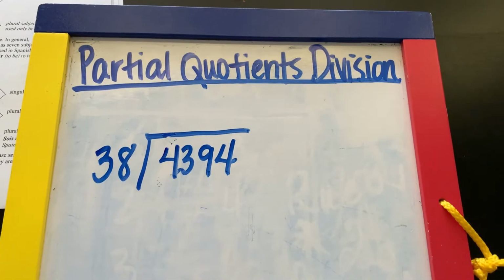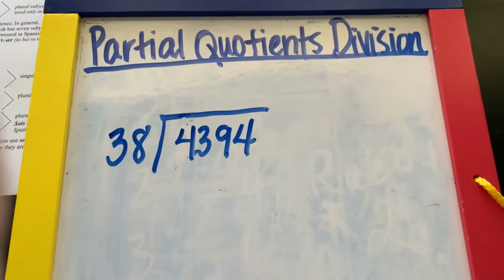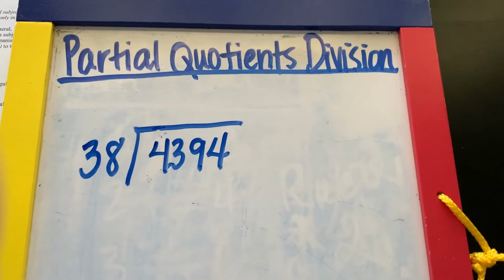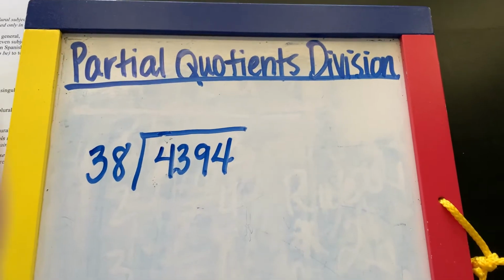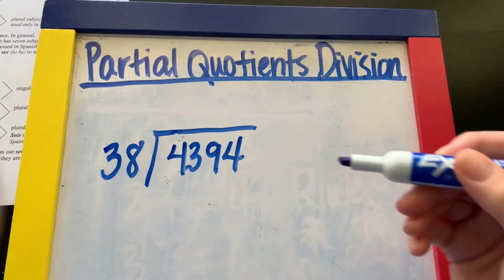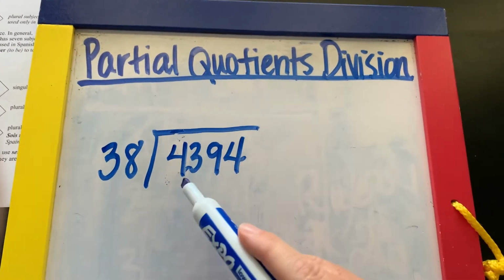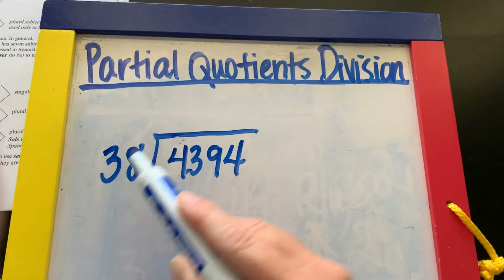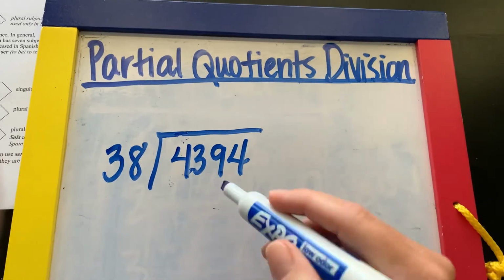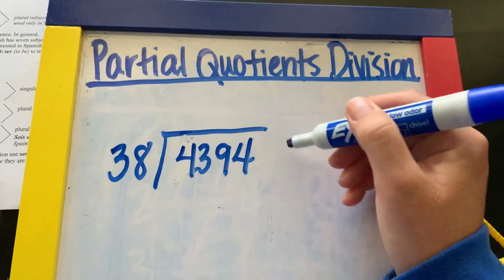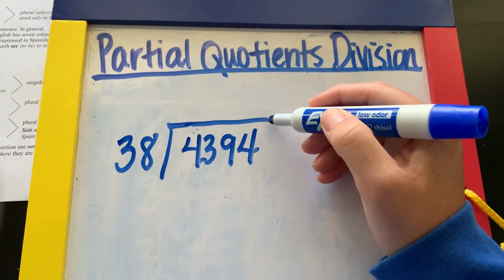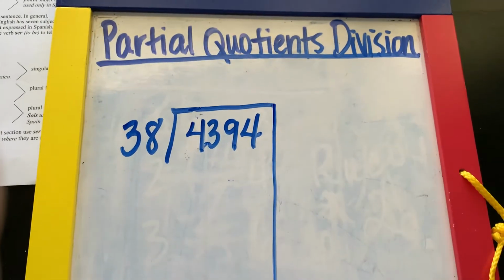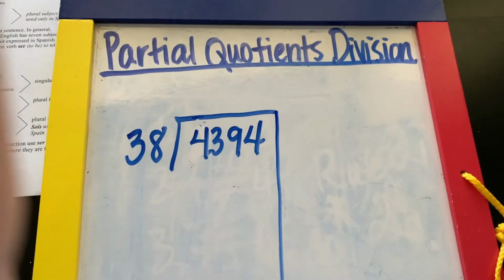So I'm just going to demonstrate how to do this. There are other videos you can find online, and I'm sure you remember doing this earlier in the year. But the first step, remember, the problem would be 4,394 divided by 38. When it's written horizontally, you'll see this number listed first. But for partial quotients, the first step is to draw a line going down. If you have graph paper, that's great, but if you don't, it's okay.